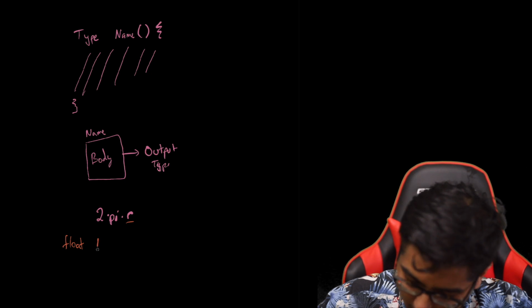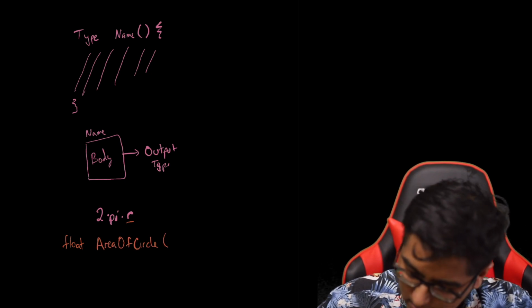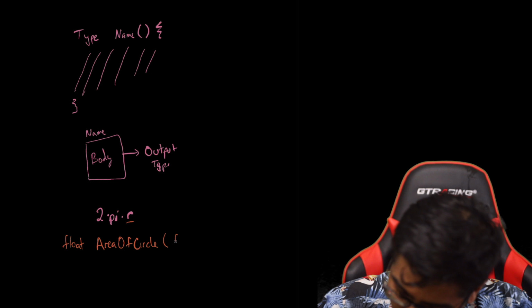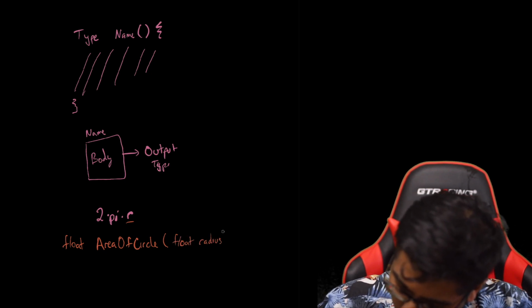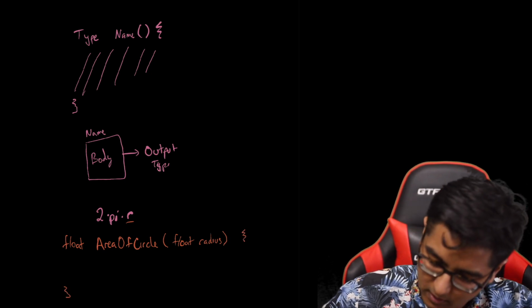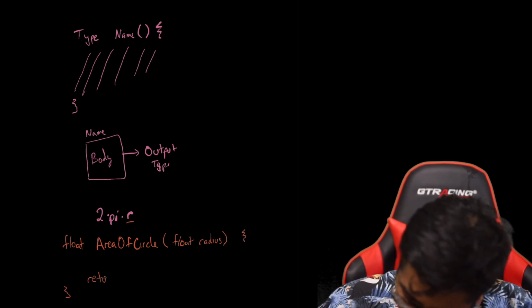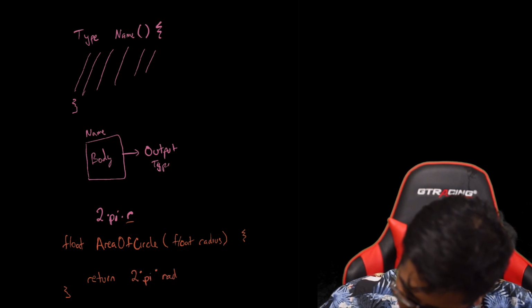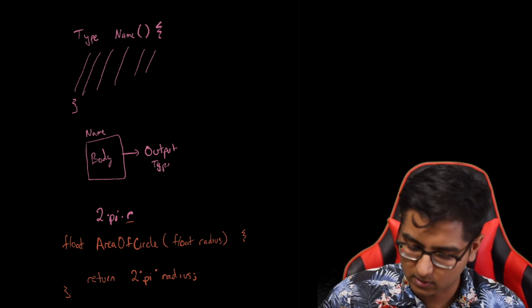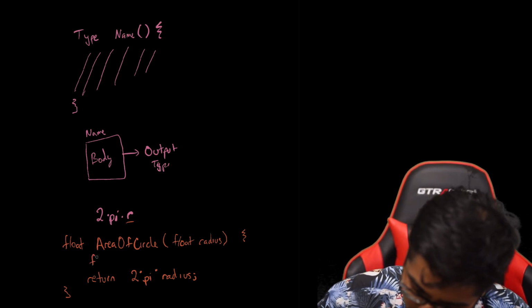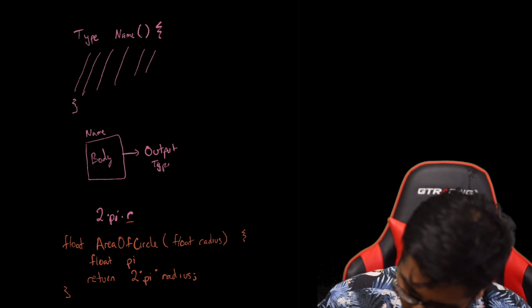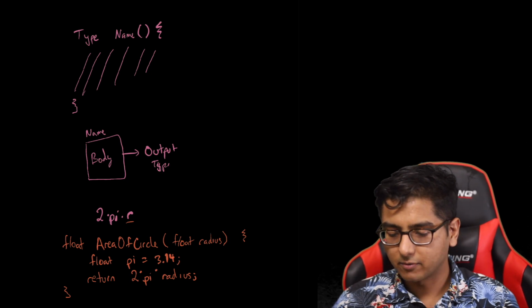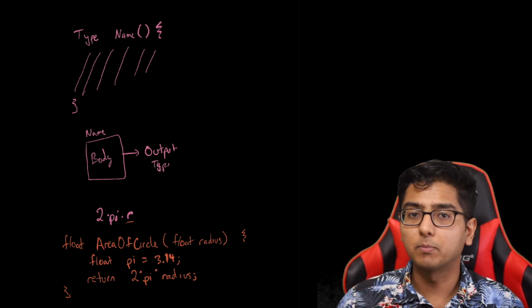The formula we're writing is an area of a circle. And the parameter that's going to vary is also a float, and it is a radius. And the body of this function is going to tell me to return 2 times pi times radius. But because I additionally need to know what pi is, I'm going to say float pi equals 3.14. So now I've written a function that will produce a number out that's a float.